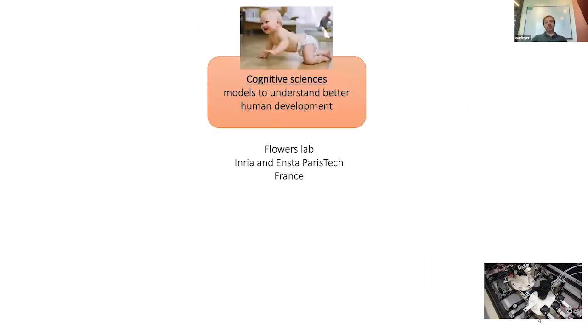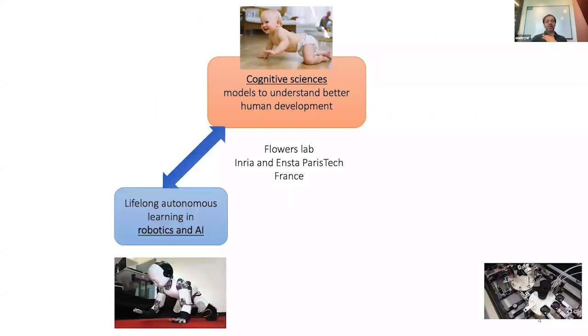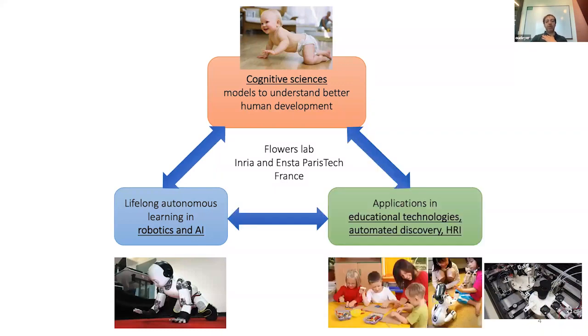And so basically, we try to study and model aspects of child development along three dimensions. First, we build algorithmic models that we aim to help better understand human development. Here we collaborate a lot with developmental psychology and neuroscience. Then we study how those insights might help us build lifelong autonomous learning machines. And finally, we study how these insights can find application in various domains. I will illustrate two of those domains today. One is educational technologies, and another one is assisted discovery in physics or biology, for example.